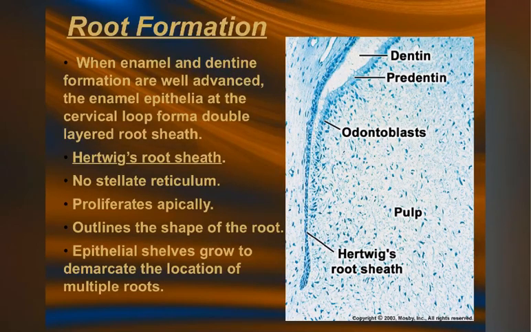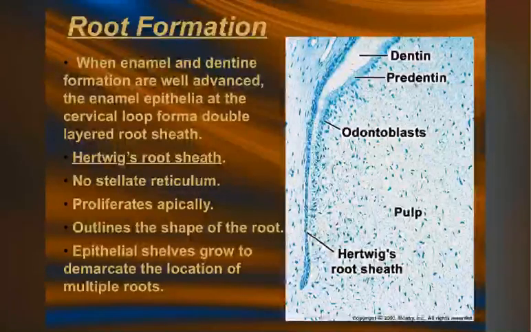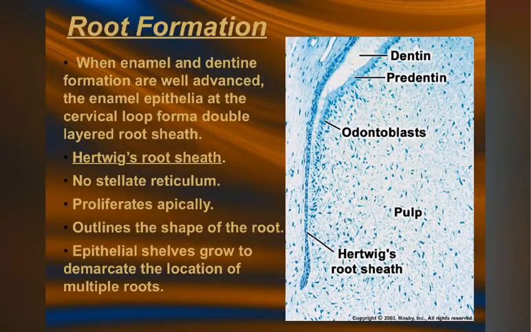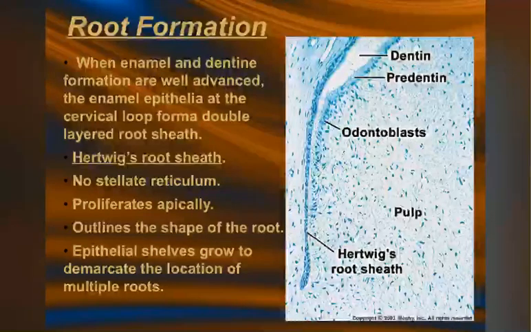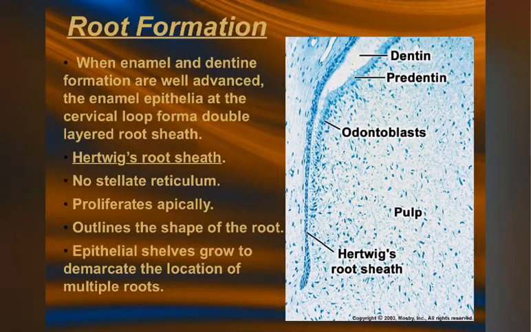The Hertwig's epithelial root sheath is responsible for deciding the morphology of the root, the shape of the root, how long the root is, how many roots, whether it will be 2 roots, 3 roots, 1 root, the location of the furcation area, and all the details about the shape of the root are decided by the Hertwig's epithelial root sheath.